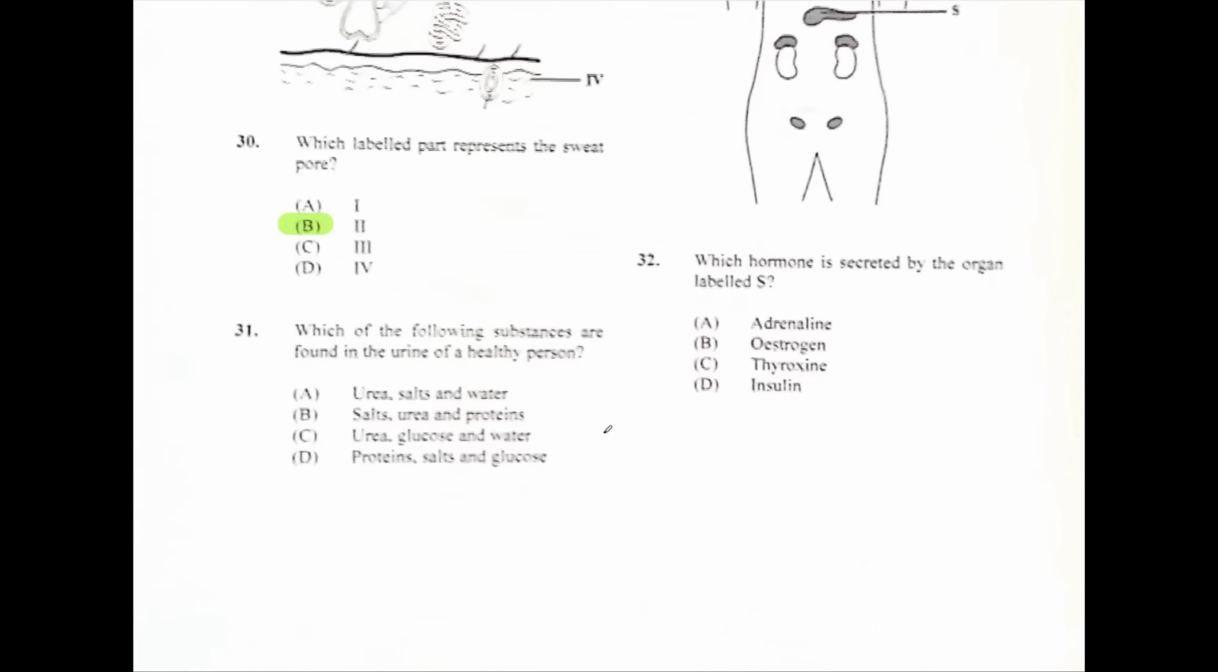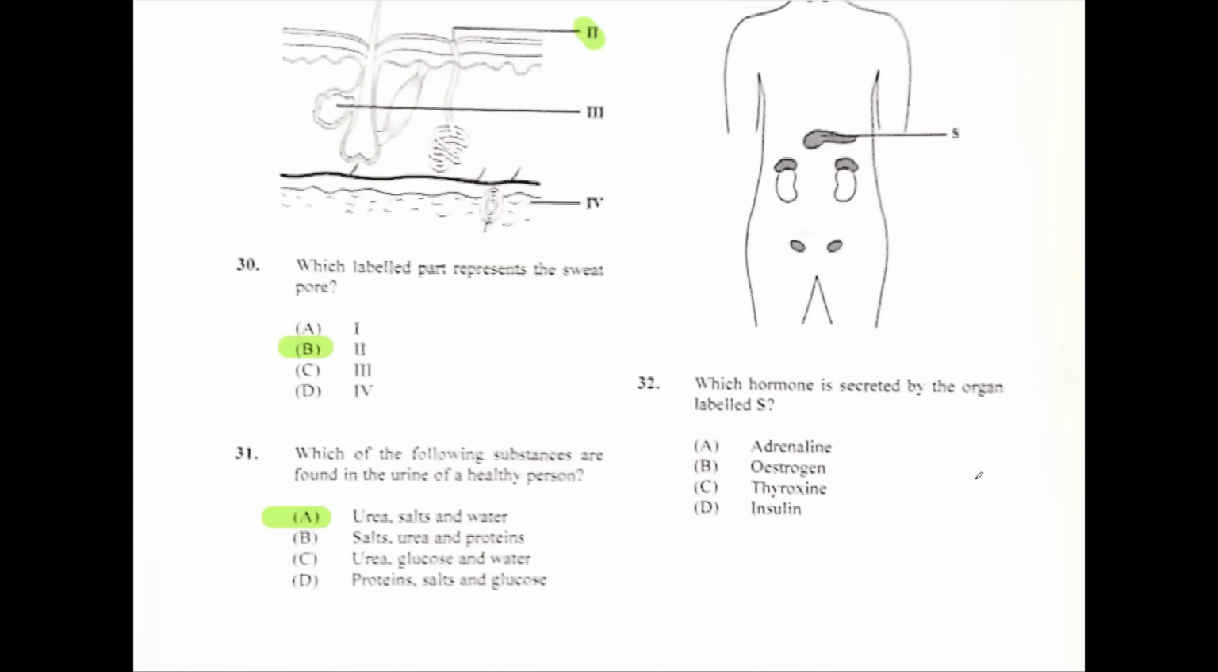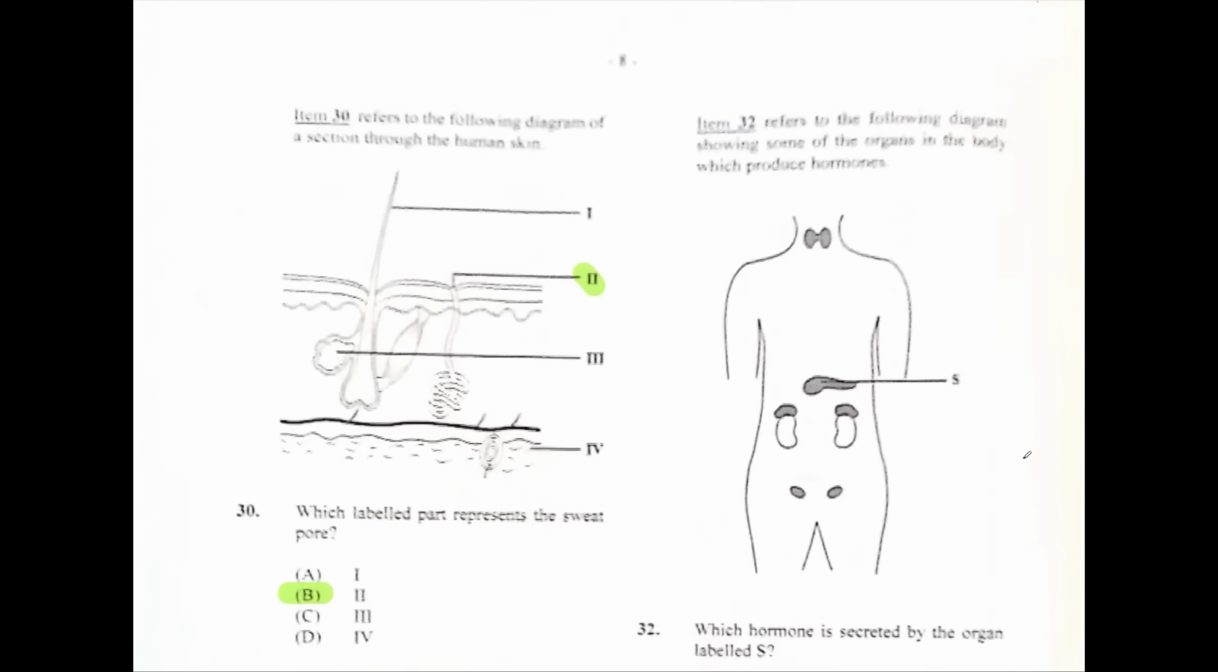Which of the following substances are found in the urine of a healthy person? Urea, salts, water. Yeah, A. Salts are not higher, it's low. It's very low, but it's still present. Especially considering the answers they give, that is absolutely the best answer.